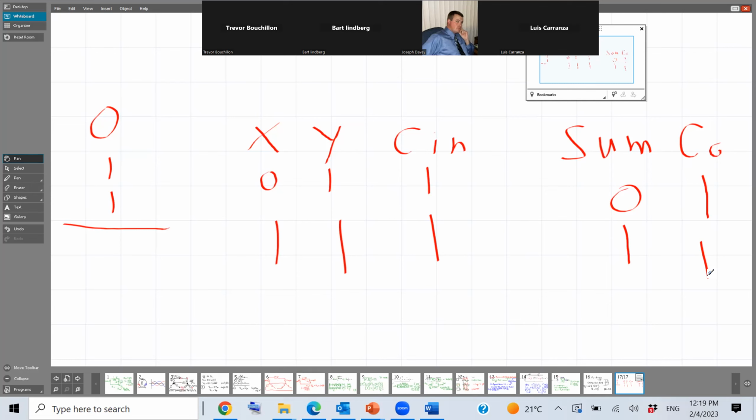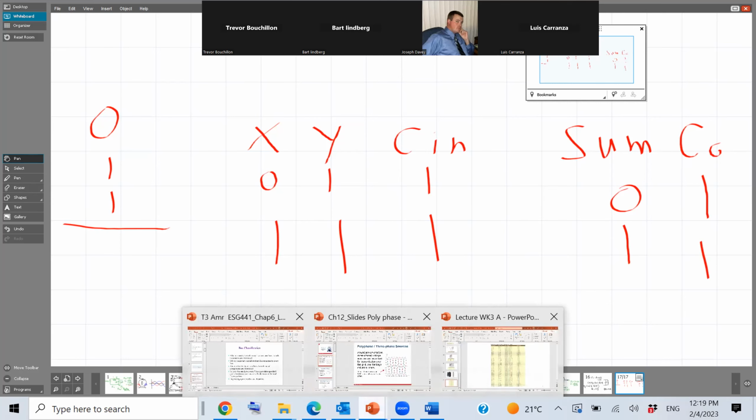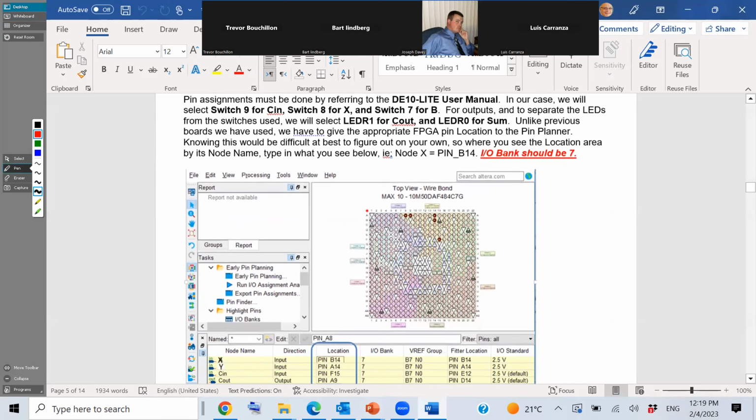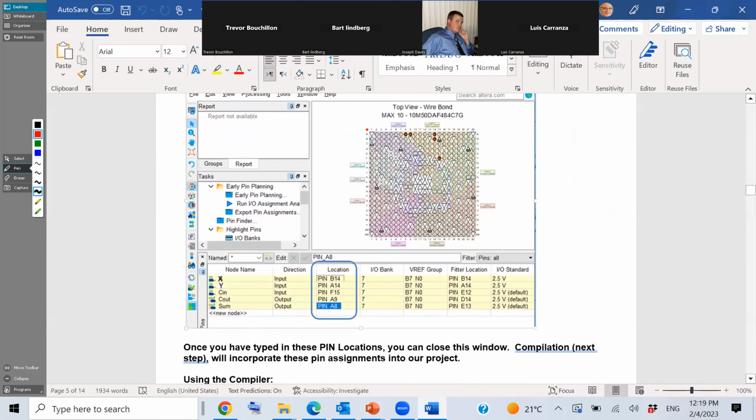I am telling you this because you need to verify your answer. You are going to give inputs and you are going to see the output. So you need to know what you are giving and what you expect to see on the light emitting diode of sum and carry out.